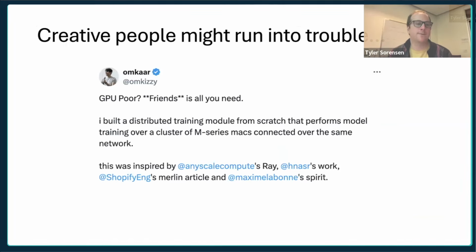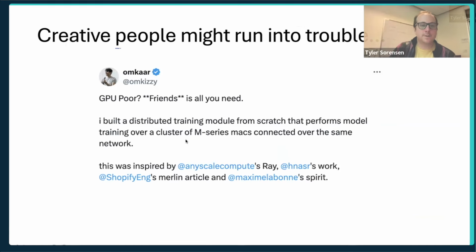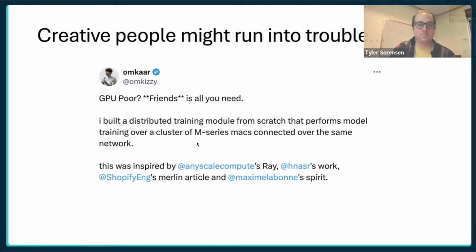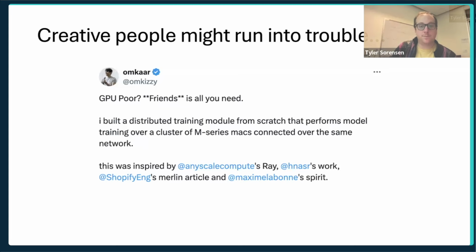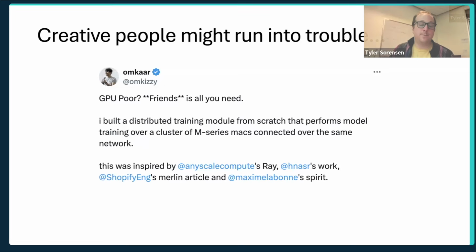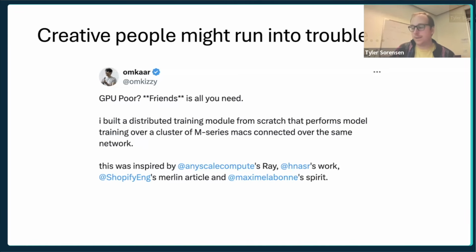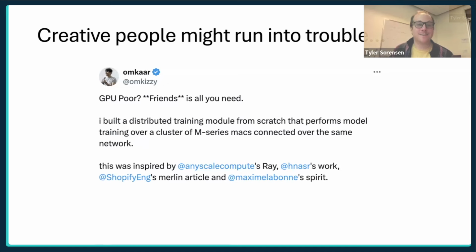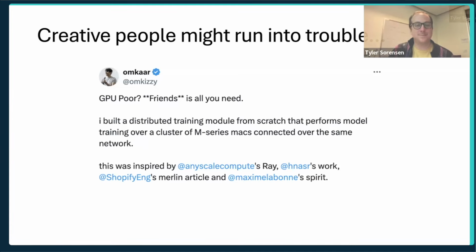This is just a tweet I got forwarded the other day. This person built a distributed training module from scratch that works on Apple GPUs. That's awesome. I want people to be able to do this. But you have to be careful because Apple is one of the GPUs that we saw just leaks all this data everywhere. And unfortunately, I think that a lot of people aren't thinking about security very much when they do stuff like this, which either we need to get our systems more secure so that people don't have to think about security, or we need to kind of bring security concerns into people's minds.